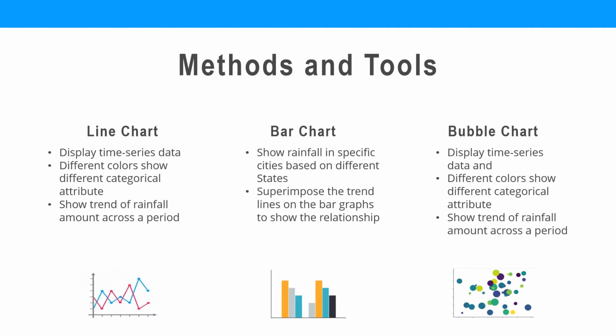Superimpose of the trend lines on the bar graph to show the relationship between different factors that are affecting the rainfall. And the bubble chart is also used to show correlation between rainfall and sunshine across the states of Australia, with different colors representing the different states. Superimpose of the bubbles on top of a map based on their latitude and longitude. Through this, we can perceive the rainfall patterns according to geographical region. More we can see from the analysis part later.